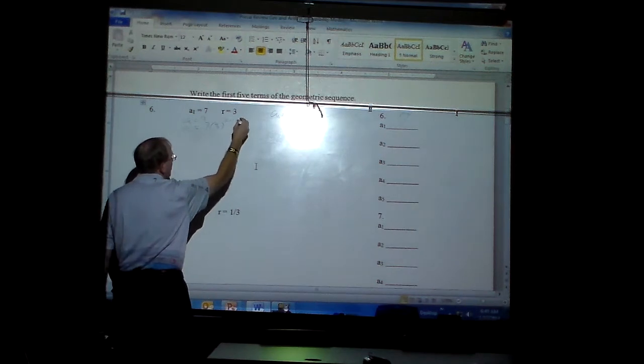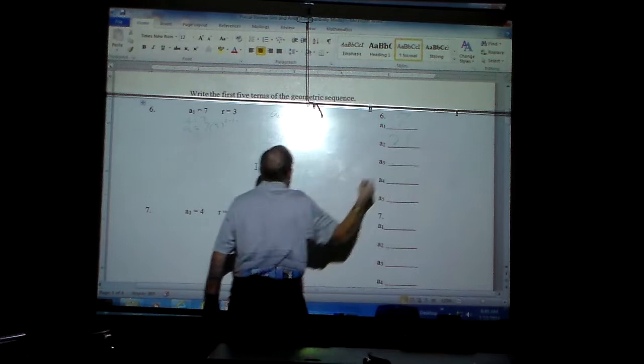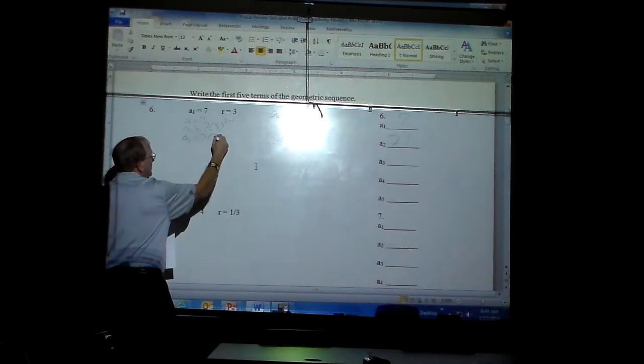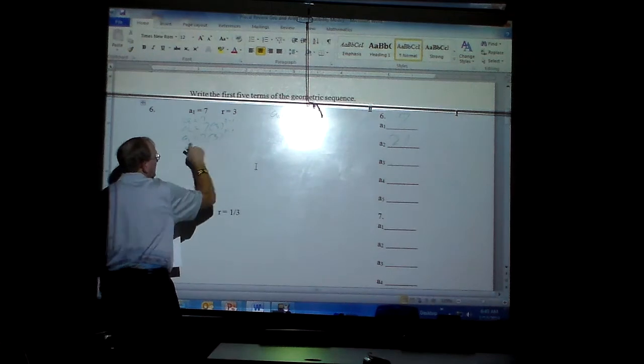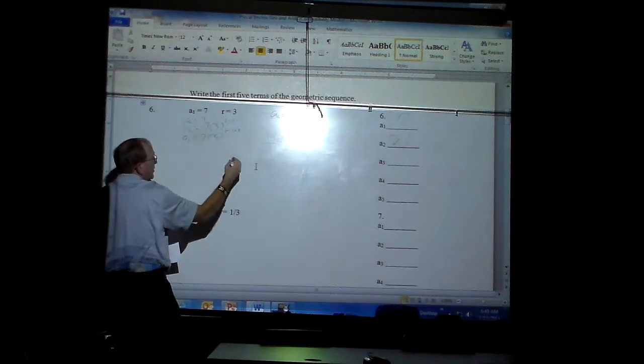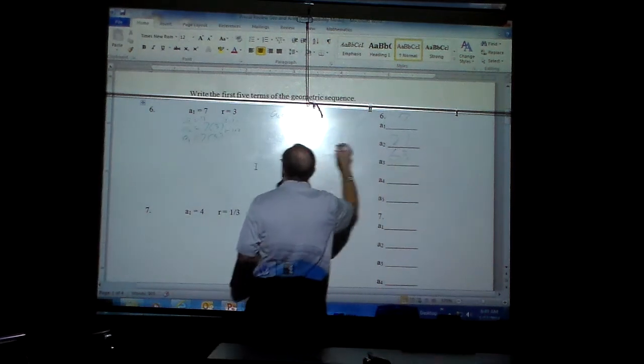So now a sub 2 would just simply be 7 times 3 to the 2 minus 1, which is basically just going to be the what? First power. 3 makes what? 21. A sub 3 will be 7 times 3 to the 3 minus 1, because that was 3. Basically, it's going to be the same as squared. 3 squared is 9. 7 times 9 is 63.